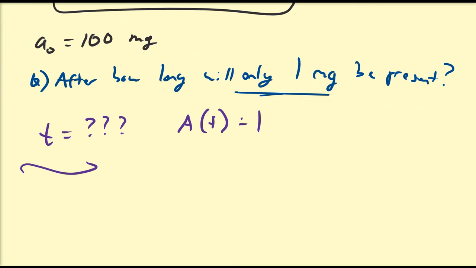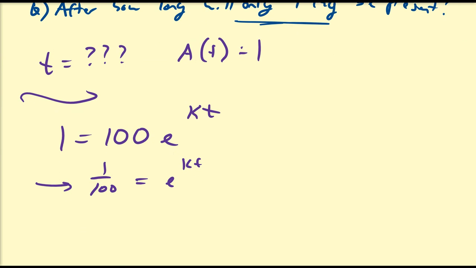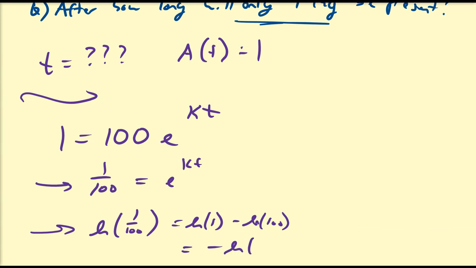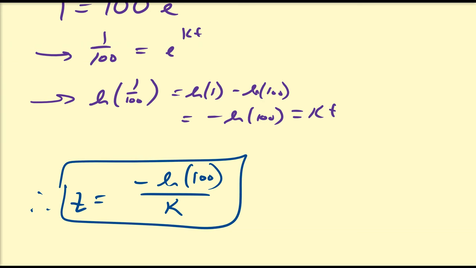So let's solve our equation. We're going to have 1 equal to 100 times e to the kt. We can solve this generically. So 1 divided by 100 is equal to e to the kt, and we're going to solve this for t. We take the natural log of both sides. The natural log of 1 over 100, which is the same as the natural log of 1 minus the natural log of 100, which is the negative natural log of 100, is equal to k times t. Then we divide both sides by k. So t must be equal to negative natural log of 100 divided by our rate parameter, k.